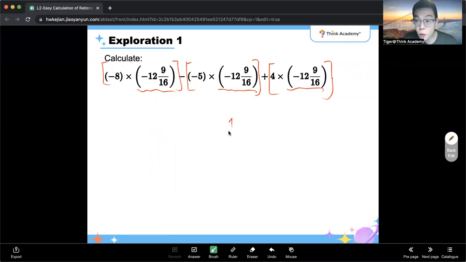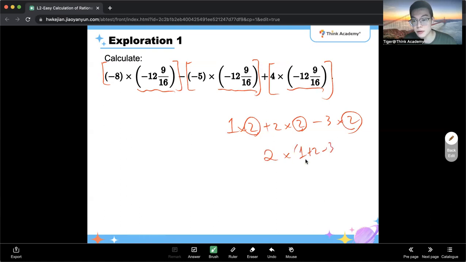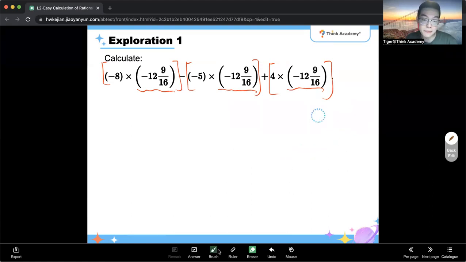For example, if I have 1 times 2, adding 2 times 2, take away 3 times 2. That's going to be 2 adding 4, take away 6, right? Which is 0. But if you extract the common multiplier 2 from all of them, it's equal to 2 times 1 adding 2, take away 3, right? So that works the same way in this question if we are extracting the common multiplier.